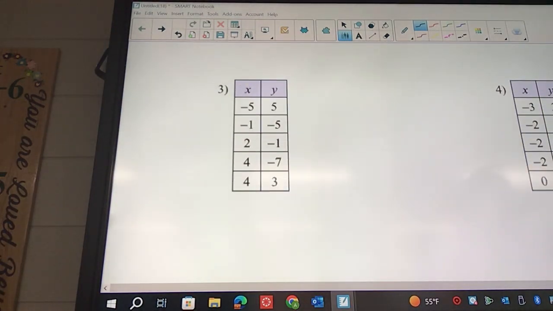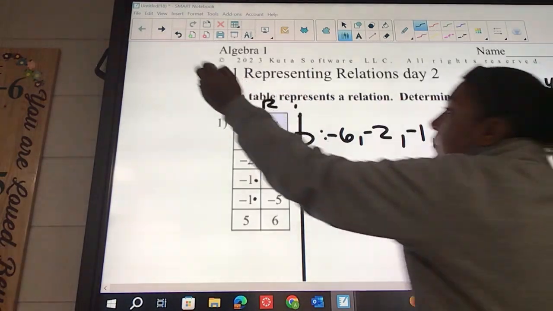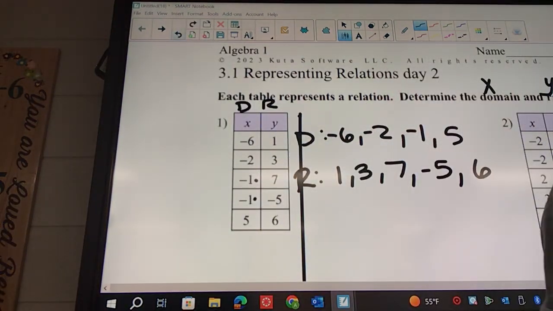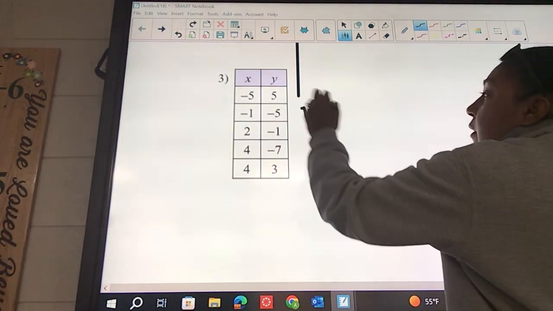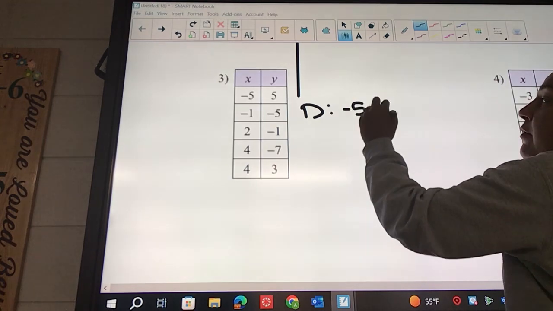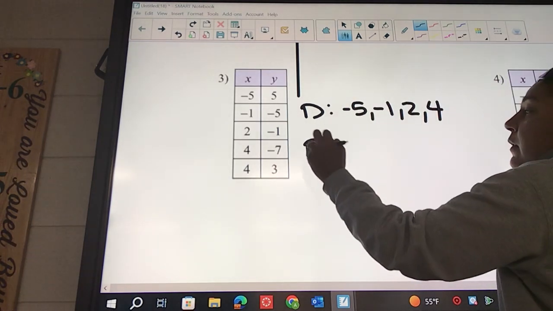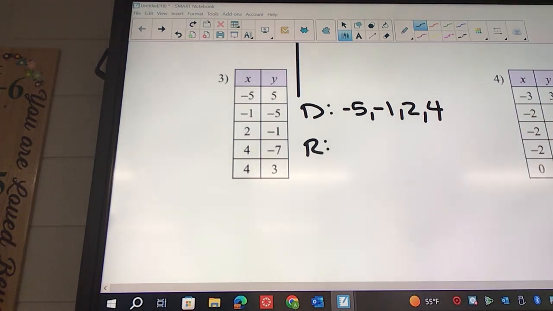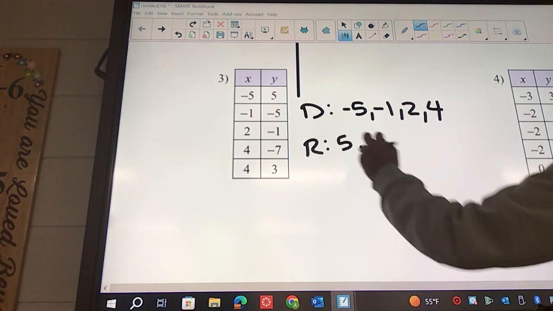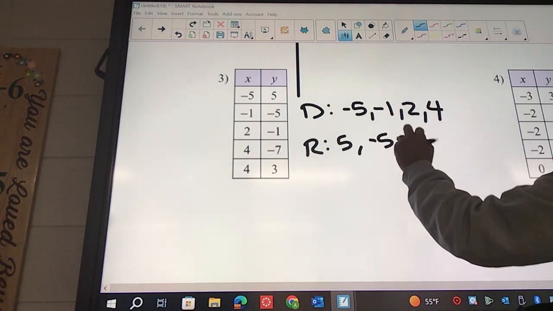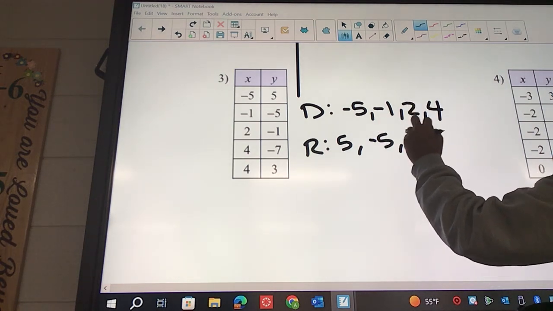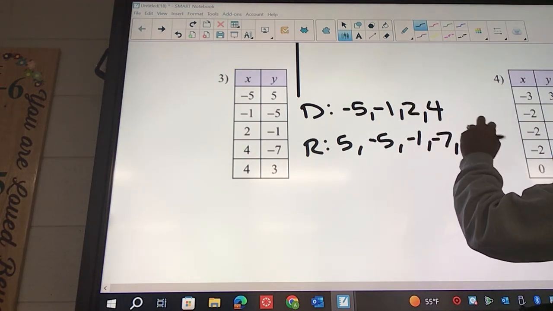Okay, number 3, the domain. The domain is going to be -5, -1, 2, and 4. What's the range? 5? -5? Good. And 3.